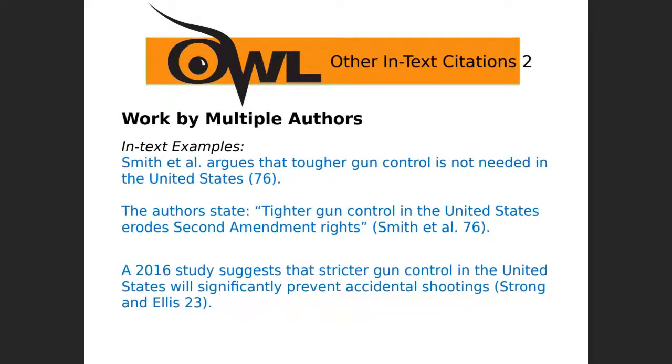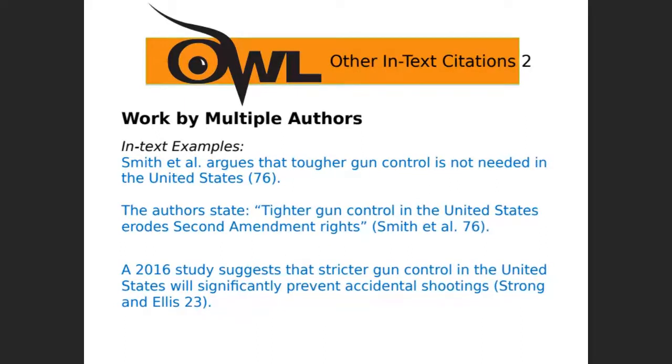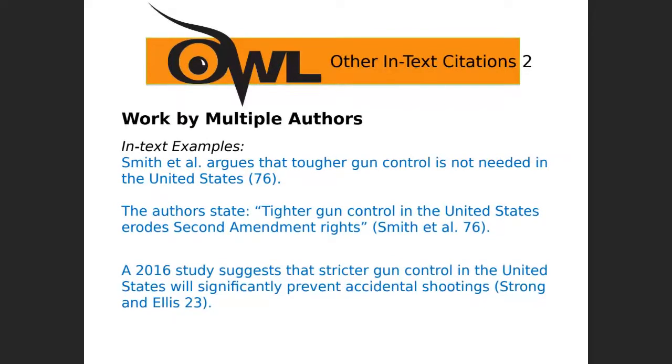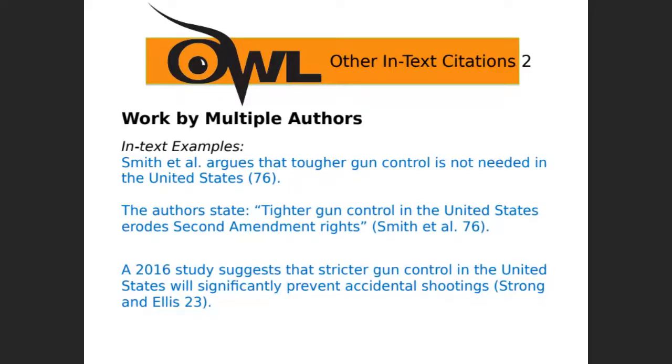Works by multiple authors. This just happens with 3 or more authors, and you're going to use et al. It's a Latin phrase, so it's et al. period. So we have Smith et al. It's essentially embedding the name in the sentence and then putting the page number after, like we've seen before. The second example, Smith et al. period 76, is a form of putting the parenthetical in-text citation at the end.